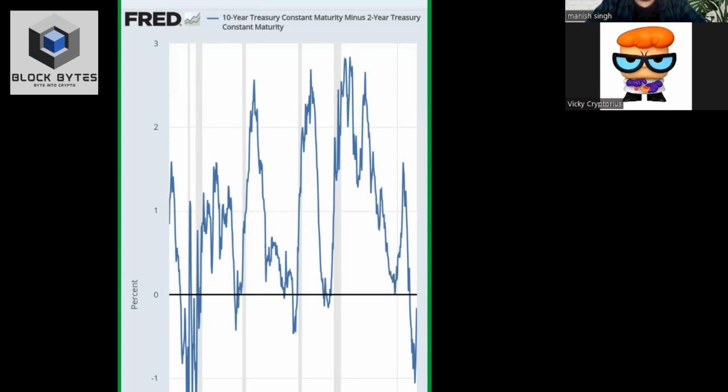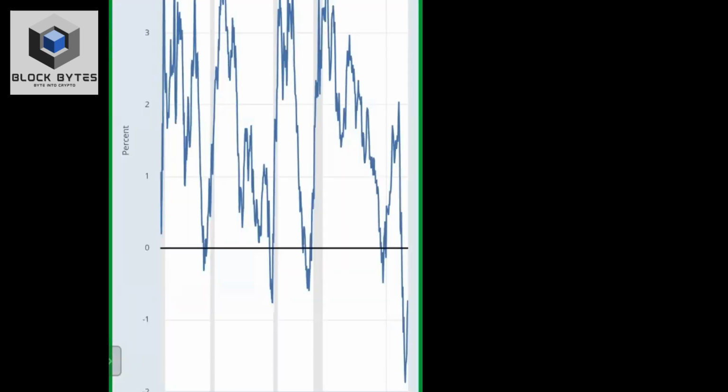Or the recession begins. So what we have to remember is that right now we are very close to such a disinversion. If you look at this graph comparing the 10-year maturity with the 2-year maturity, and this graph of the 3-month and 10-year treasury maturity rates, both are on the verge of disinversion.